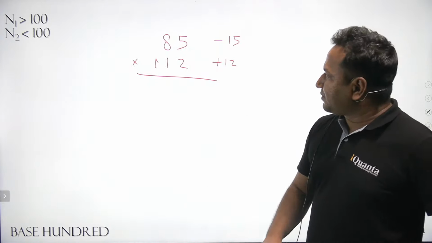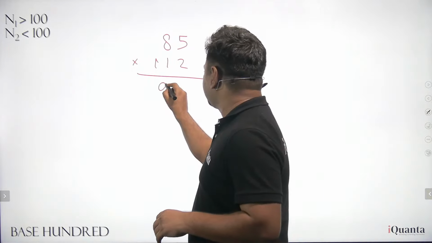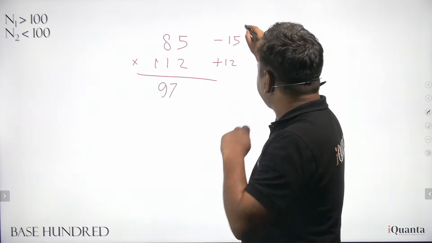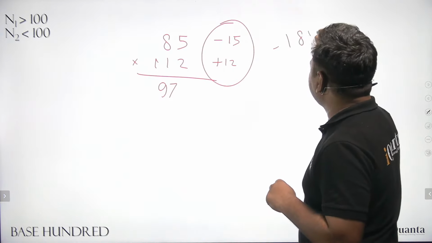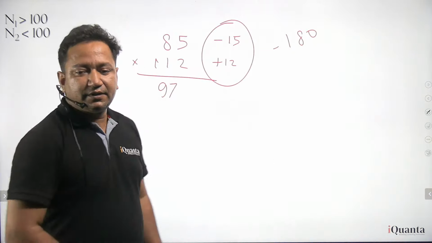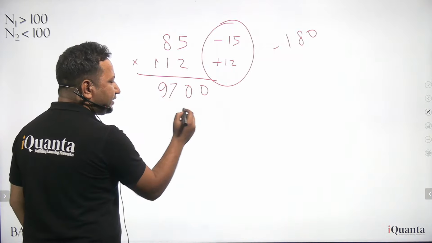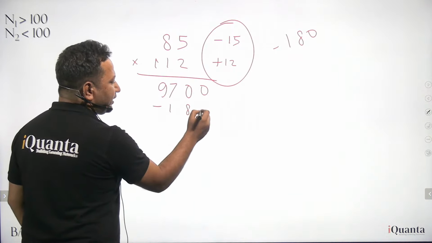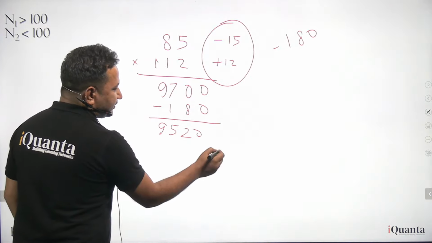Well, what can be the answer over here? So the first thing, which is very common, we'll get 97. Now we have minus 15 multiplied by plus 12, we'll get minus 180. All right? So exactly, as I said, we have two zeros over here. We'll just subtract 180 from here and we'll get 9520.